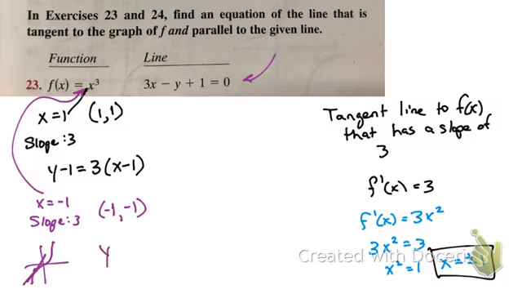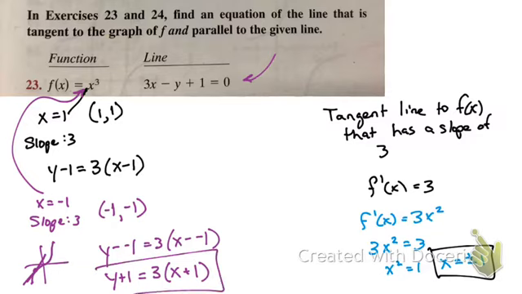y minus negative 1, that's really y plus 1, equals 3 multiplied by x minus negative 1, which is really x plus 1. And so there is one of my tangent lines, and there is the other. I have two of them, and both are parallel to the given line, and they also pass through f of x, so they're tangent lines that have the same slope as that line.